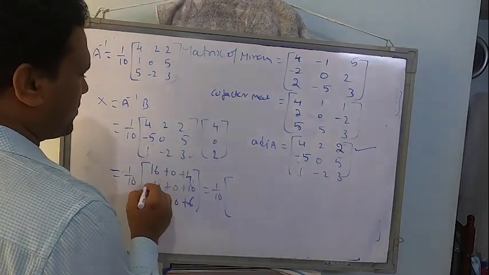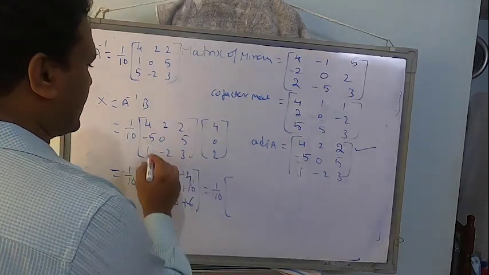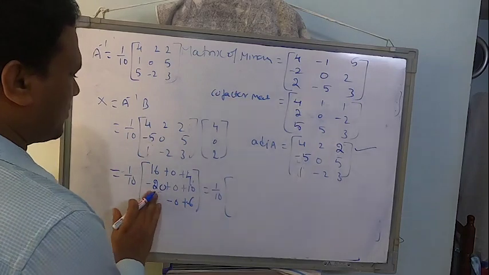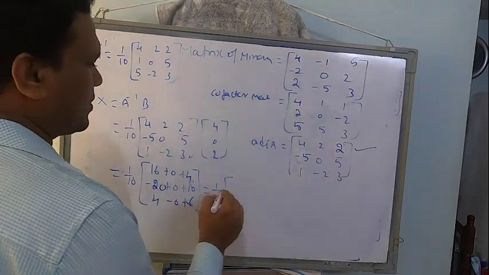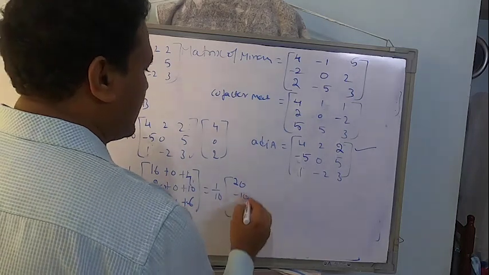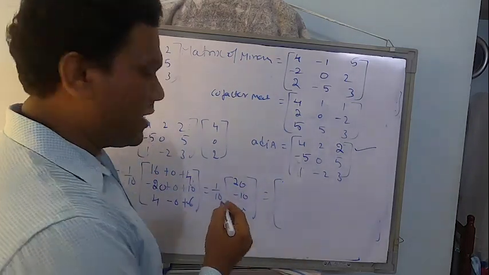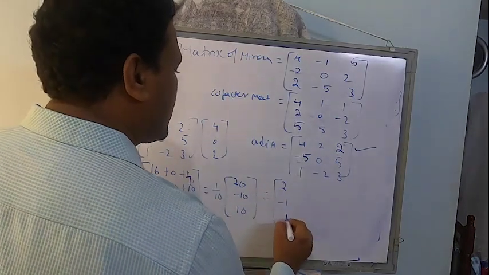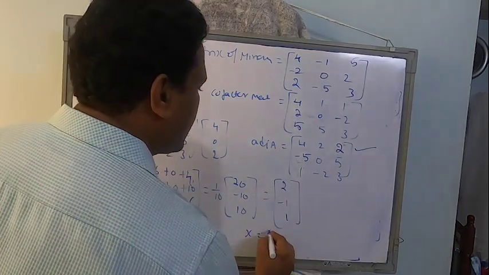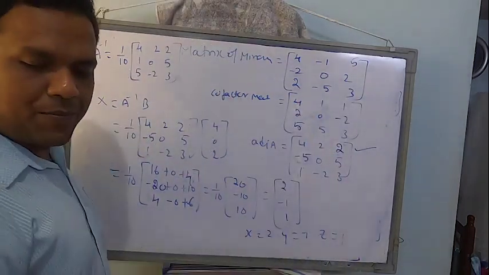So that's going to be minus 20 plus 0 plus 10. Yeah. The next is 1 multiplied by 4 will be 4 plus 0. Yeah. That's fine now. So that is 20. That is minus 10. And this will be 10. So multiply 1 by 10 inside. So 20 by 10, 20 by 10 will be 2 minus 1, 1. So finally x equal to 2, y equal to minus 1 and z equal to 1. Sorry for this mistake. Okay.